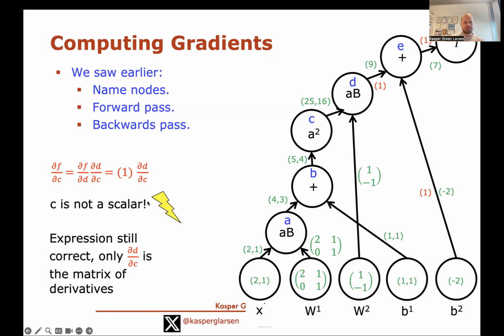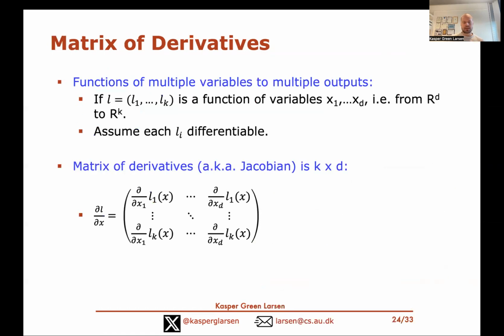This is still a valid expression, only that this partial derivative d with respect to c is not really a partial derivative, but it's the matrix of derivatives that we talked about. The matrix of derivatives, in the standard terminology, is the Jacobian. So let us just remind ourselves what this is, right? This matrix of derivatives, typically called the Jacobian, is defined as follows. If I have a function that takes multiple variables in and produces multiple outputs, so L is really a function that produces k outputs, L1 up to Lk. This is a function of d input variables, x1 to xd. So it's a function from Rd to Rk.